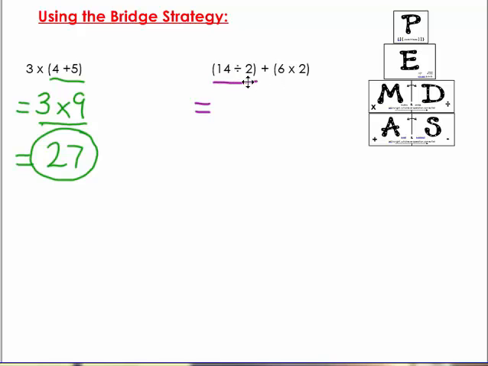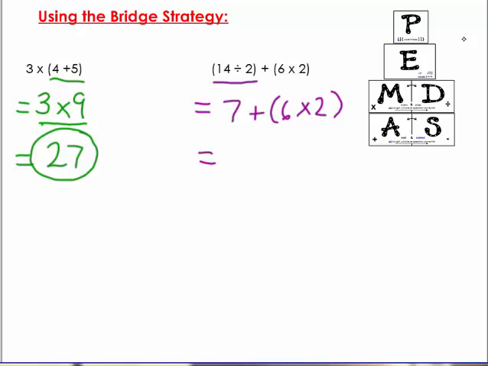So this is the first bridge I'm going to draw. So I'm going to perform what's on the bridge. So 14 divided by 2 is 7. And whatever's not on the bridge comes down. The plus sign comes down. And then this quantity, 6 times 2.